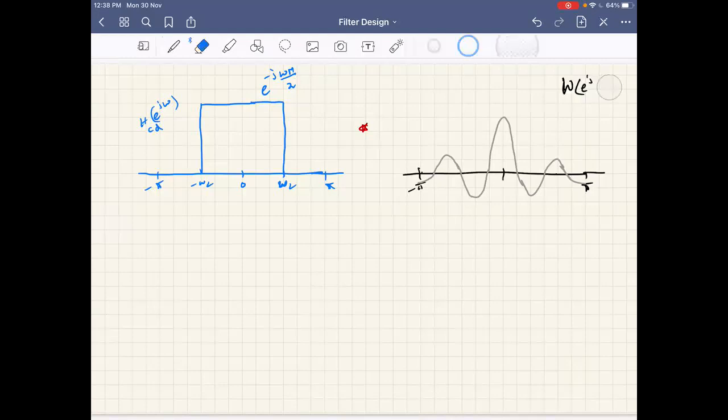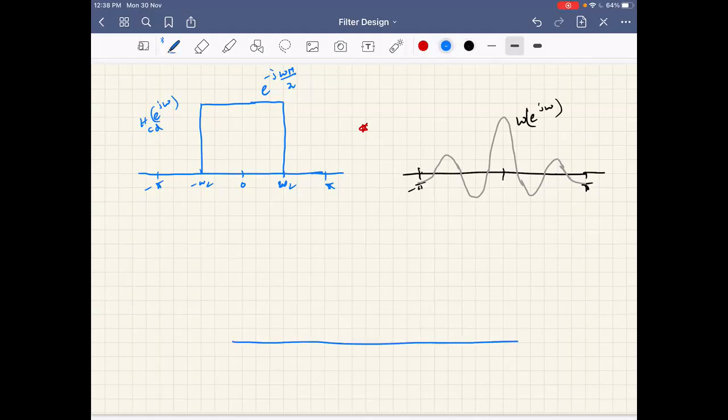Now the question is, if I convolve these two, how will it look? Let me sketch here, 0, minus pi and pi. So we have selected omega c, minus omega c and omega c here.